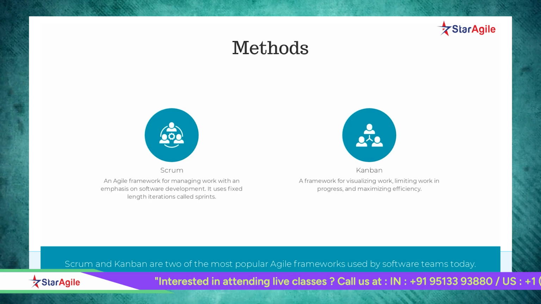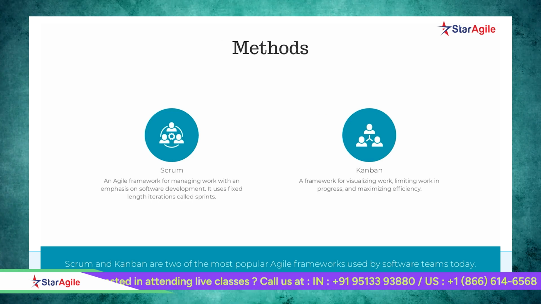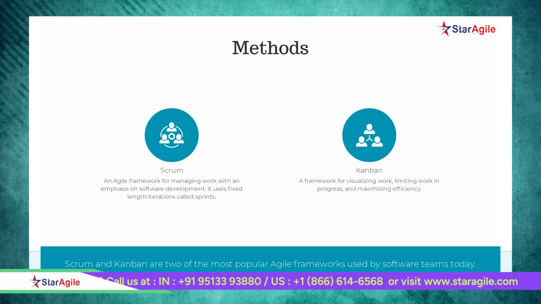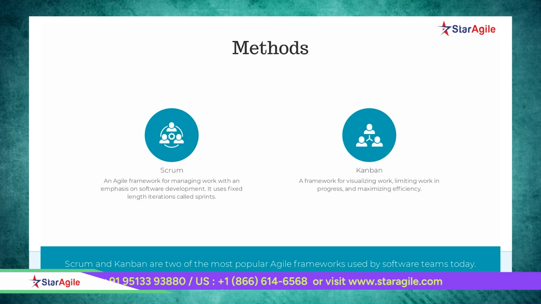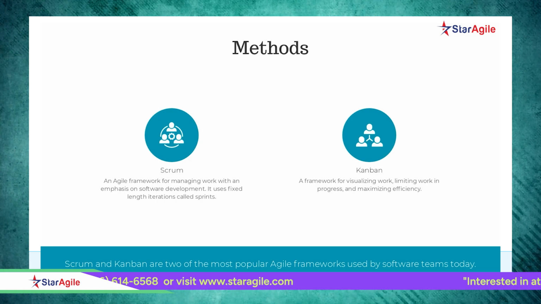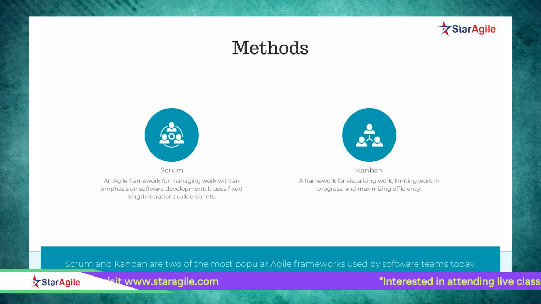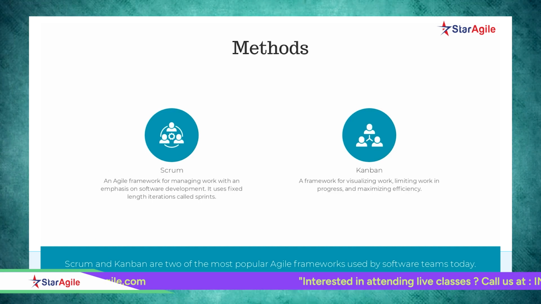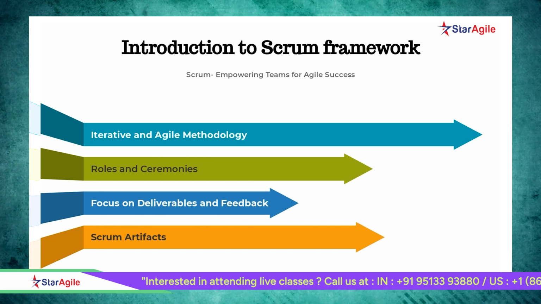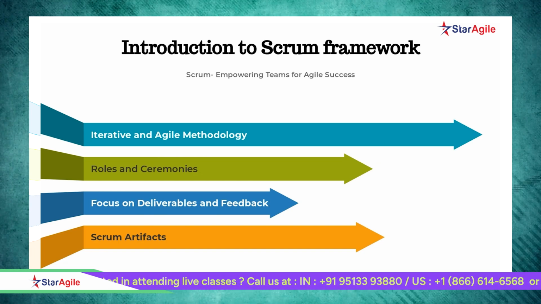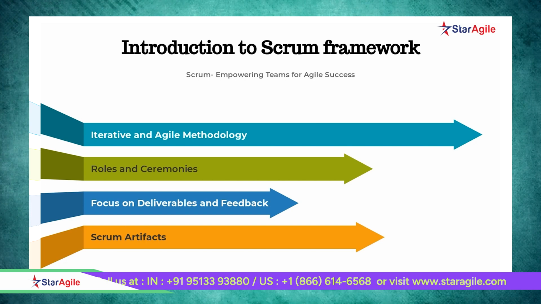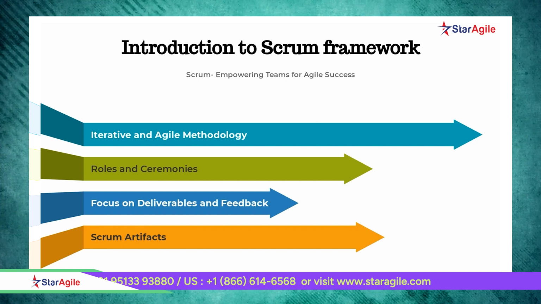Now that we have reasonable understanding of agile, let us look at what are the popular frameworks of agile. Scrum and Kanban are two leading agile frameworks. Scrum is noted for its structured, fixed-length iterations called sprints, while Kanban is valued for visualizing work and maximizing efficiencies. Introduction to Scrum Framework. Let us start getting into more detailed discussion on Scrum. What Scrum emphasizes on, what are the different rules, deliverables, and artifacts associated with Scrum.